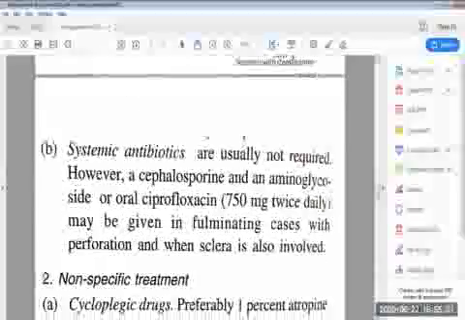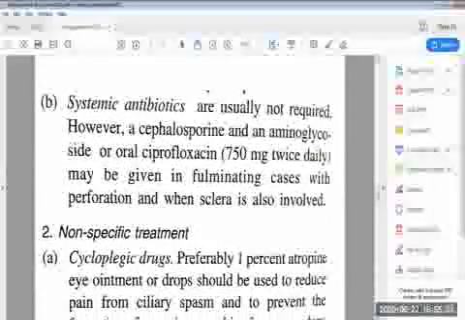Then systemic antibiotics, these are usually not required. However, a cephalosporin and aminoglycoside or oral ciprofloxacin 750 mg twice daily may be given in fulminating cases with perforation and when the sclera is also involved.